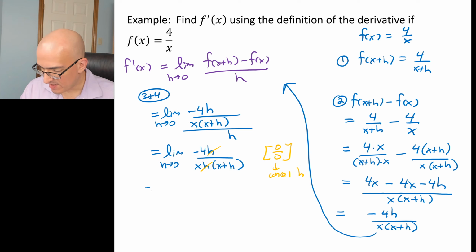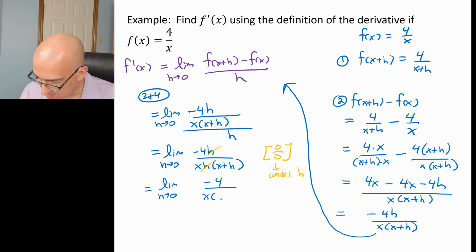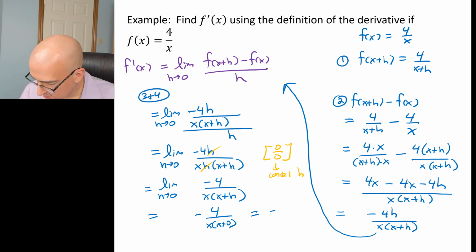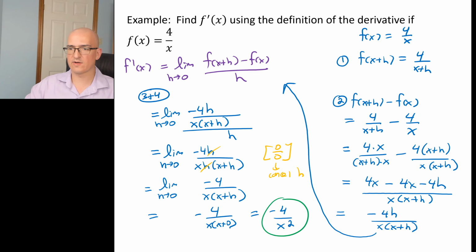And then we can take the limit of what's left. Negative 4 over x times x plus h. So we get negative 4 over x times x plus 0, which is negative 4 over x squared. That's our final answer. X times x is just x squared.